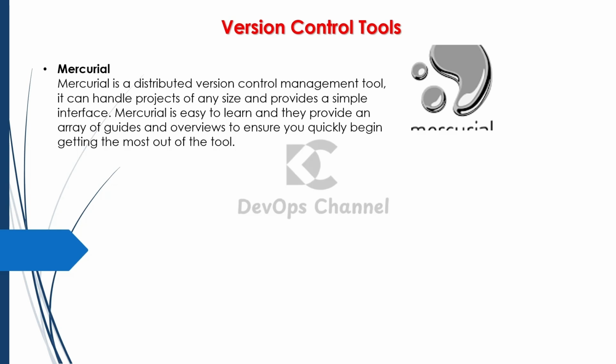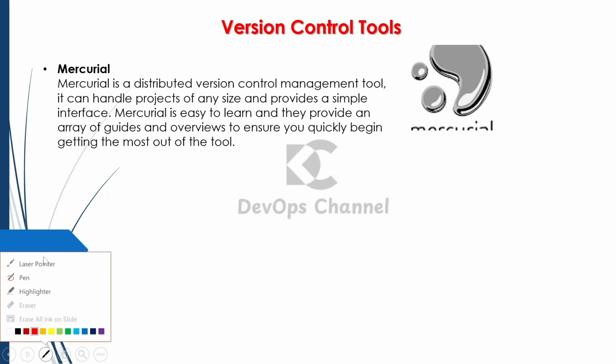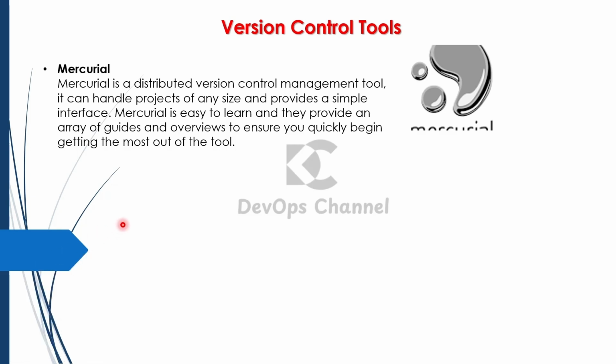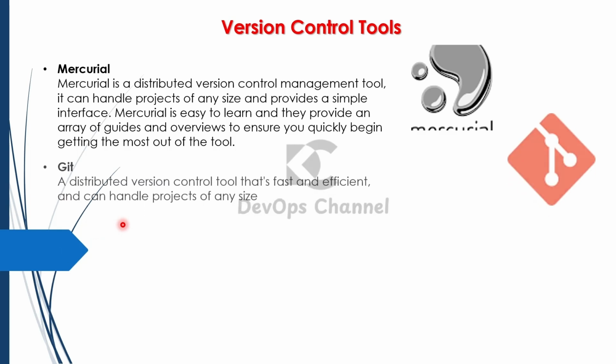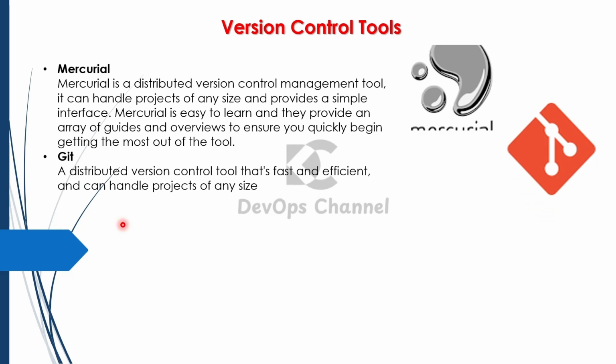So it can handle projects of any size and provides a simple interface. Okay, Mercurial is easy to learn and they provide an array of guides and overviews to ensure you quickly begin getting the most out of the tool. Okay. Now next one you definitely must have heard about. It's Git. So it's also a distributed version control system which is fast and efficient and it can also handle projects of any size.